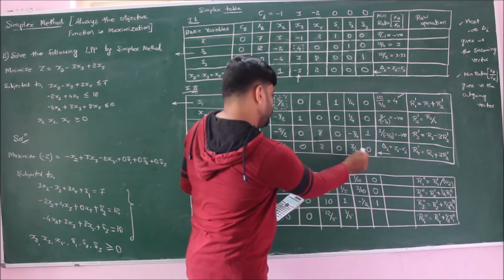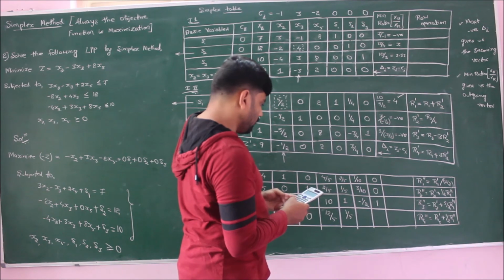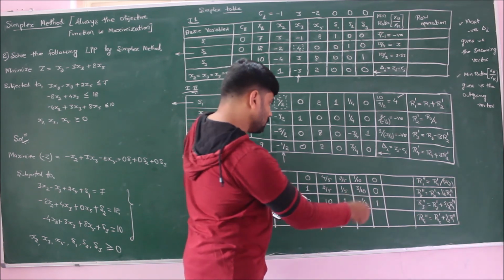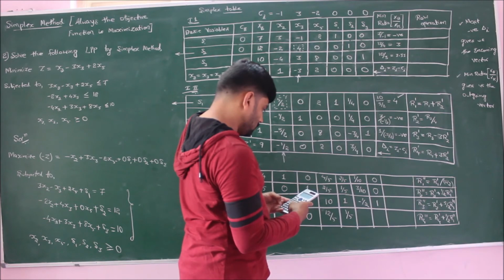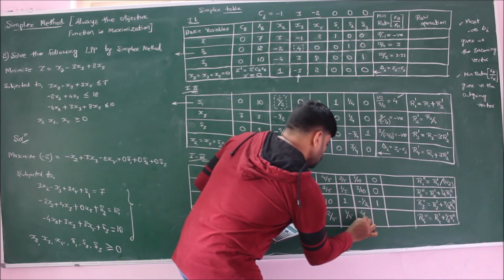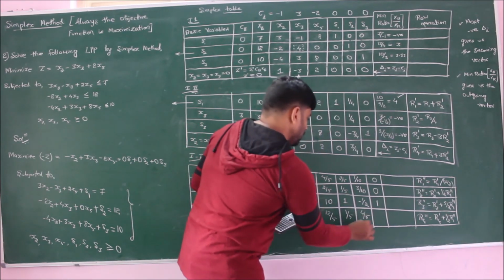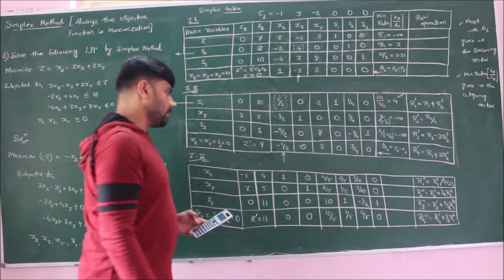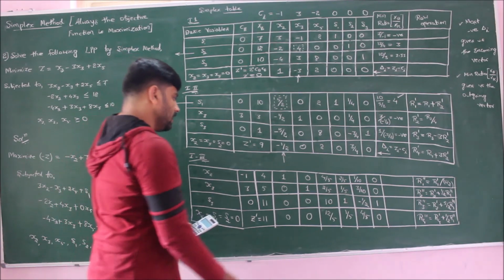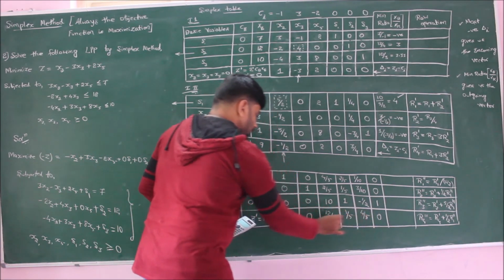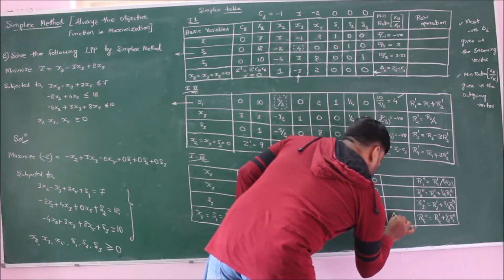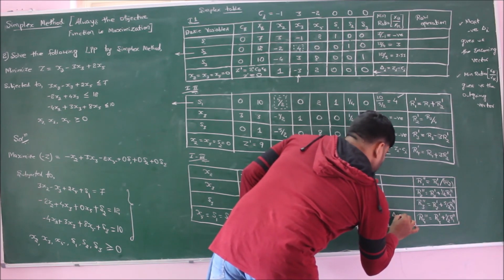And here we have 3 by 4, here we have 1 by 10, so 3 by 4 plus 1 by 2 into 1 by 10 gives us the value as 4 by 5. And finally we have 0 here, here also 0, so I will get the value as 0. Now if you clearly observe, for delta j all the values are greater than or equal to 0, or positive. Since the delta j values are all positive, the problem terminates.